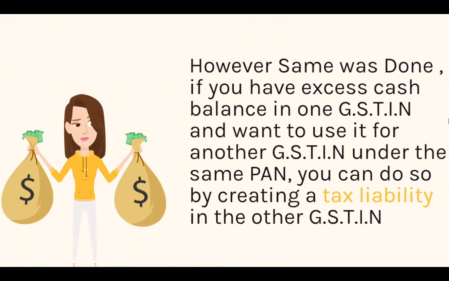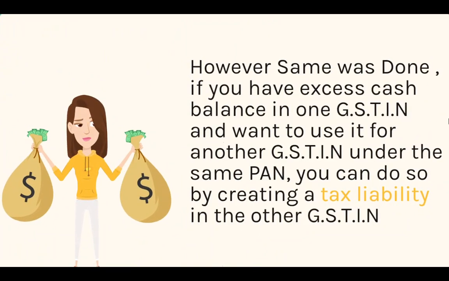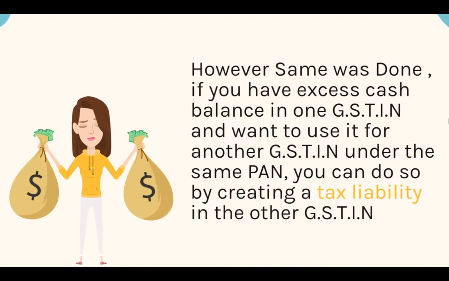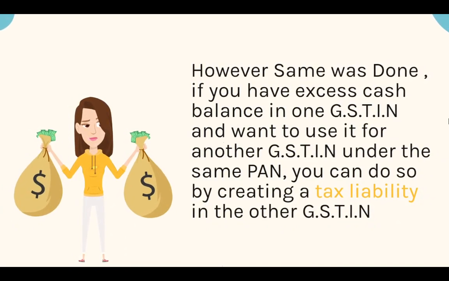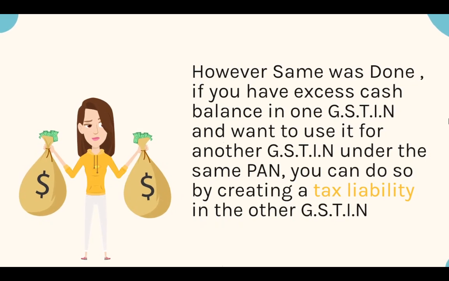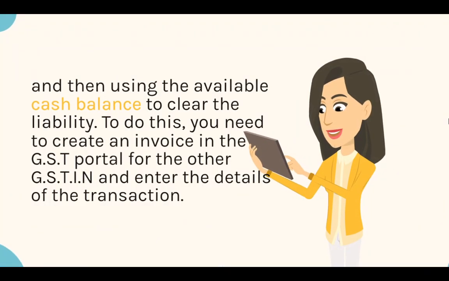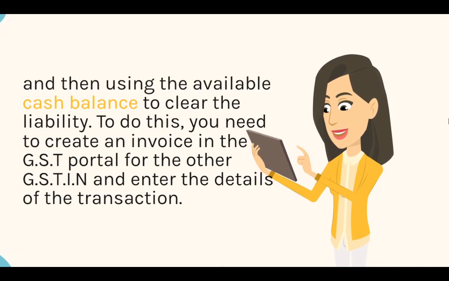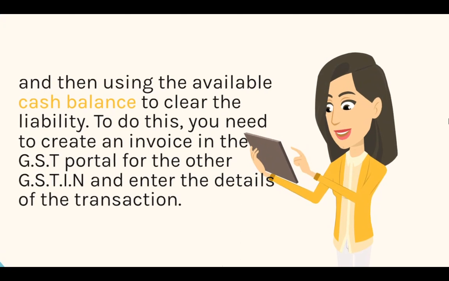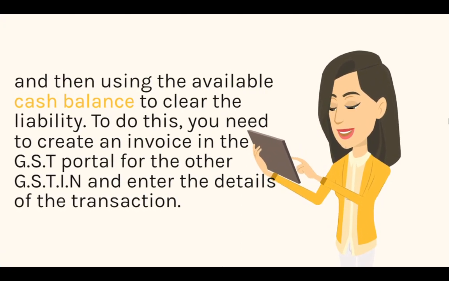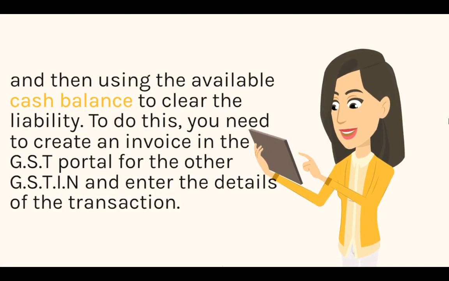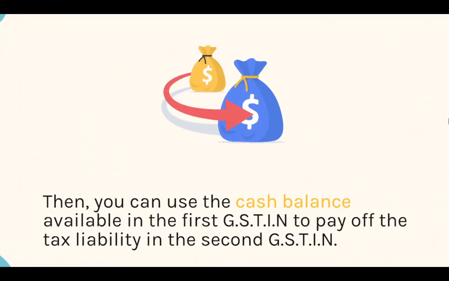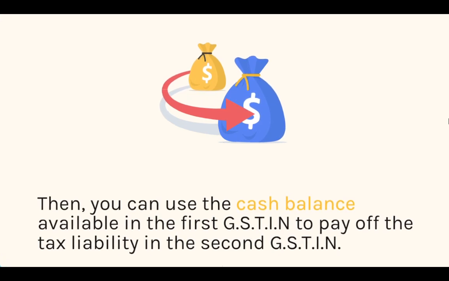However, a workaround existed. If you have excess cash balance in one GSTIN and want to use it for another GSTIN under the same PAN, you can do so by creating a tax liability in the other GSTIN, and then using the available cash balance to clear the liability. To do this, you need to create an invoice in the GST portal for the other GSTIN and enter the details of the transaction. Then, you can use the cash balance available in the first GSTIN to pay off the tax liability in the second GSTIN.